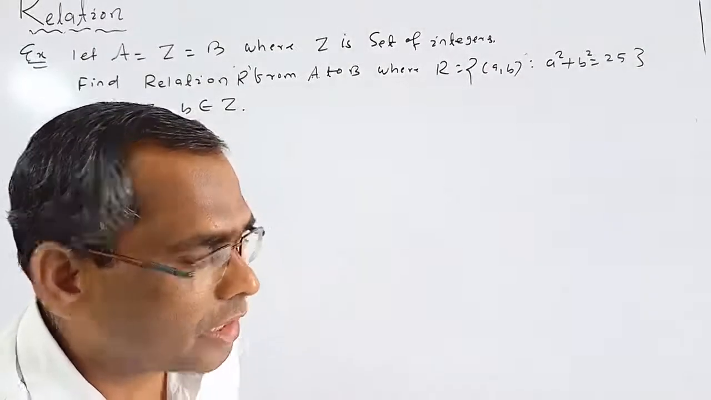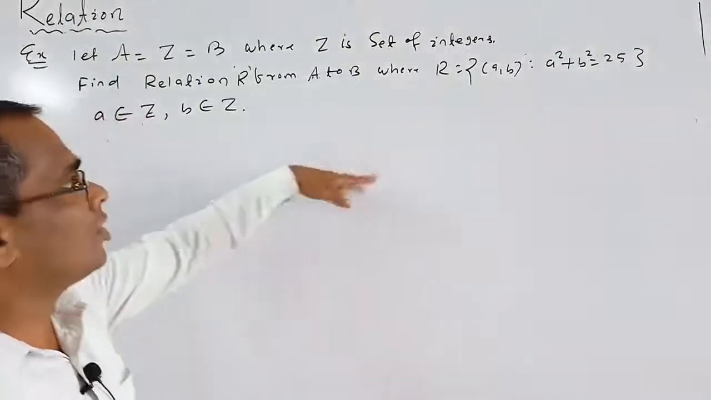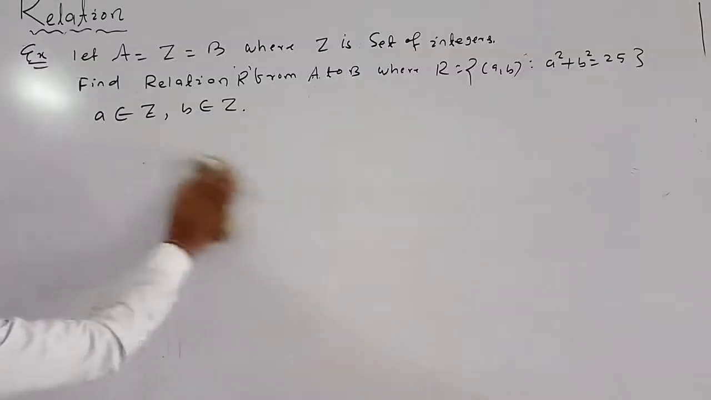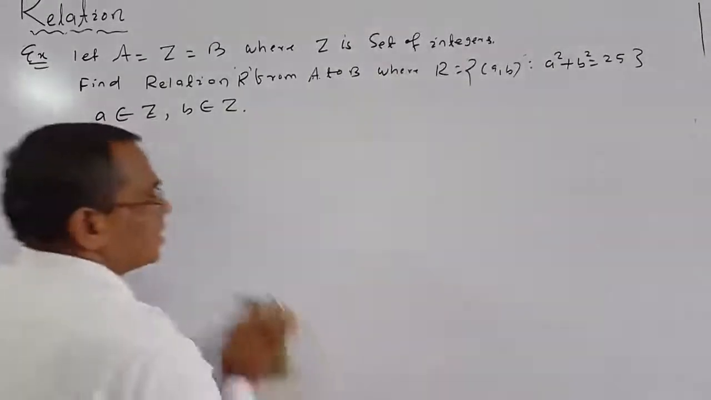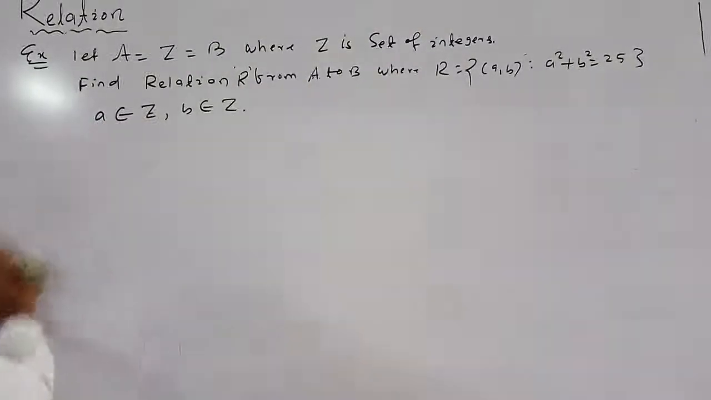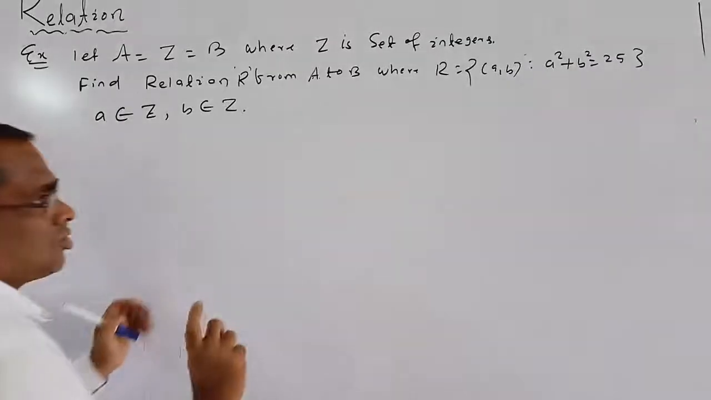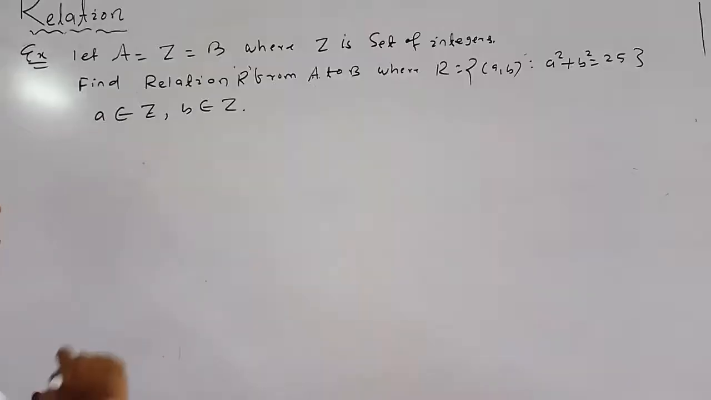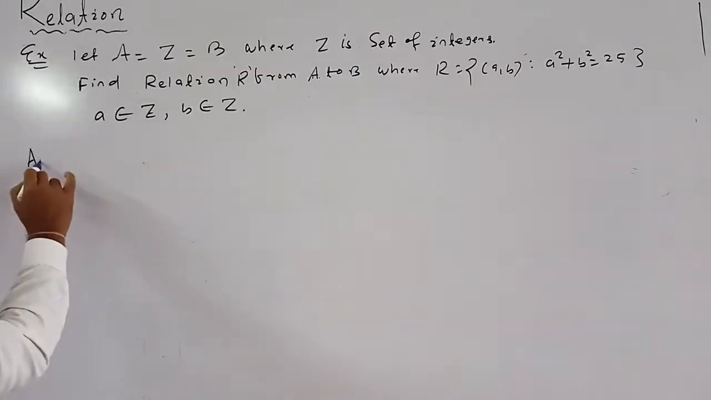So clearly A is the set of integers, which is an infinite set. So naturally A cross B must be an infinite set. That means here R is a subset of an infinite set. So what are the relations where the sum of squares of these two numbers is 25? So a squared plus b squared is equal to 25.